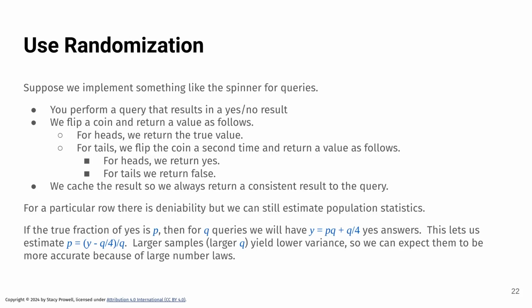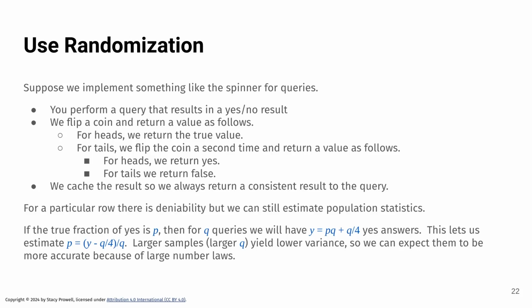So let's perform a query that results in a yes or no result, right? We'll say, has Tim been diagnosed with HIV? And maybe I don't say that directly. Maybe I say, has a male aged 25 to 30 living in Hartford, Connecticut at this zip code and with these characteristics been diagnosed, and I've determined that so I can select Tim from the population.